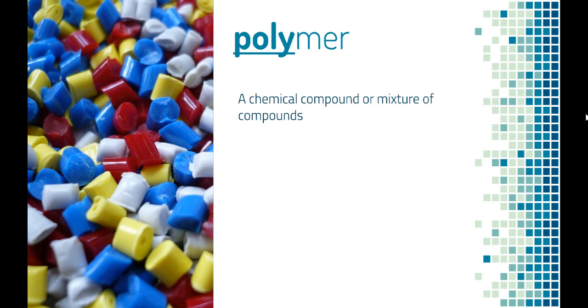Polymer is a chemical compound or mixture of compounds. This is a special type of compound. A lot of plastics are polymers. So in your picture, you can see little bits of polymer. This is the chemical compound or mixture of compounds.